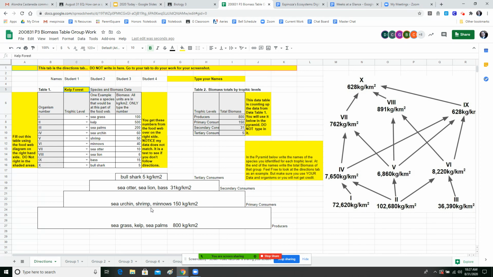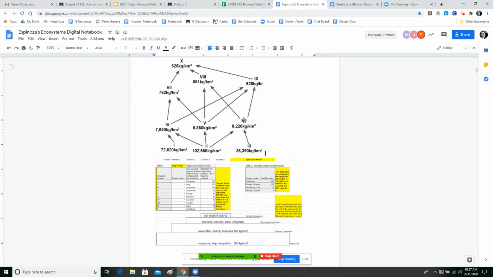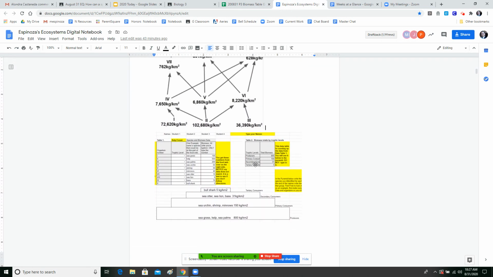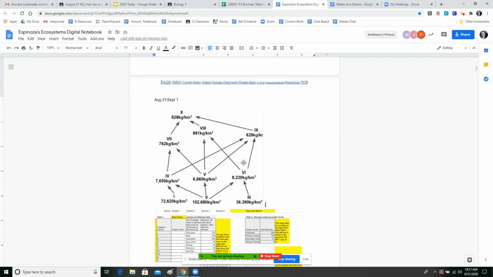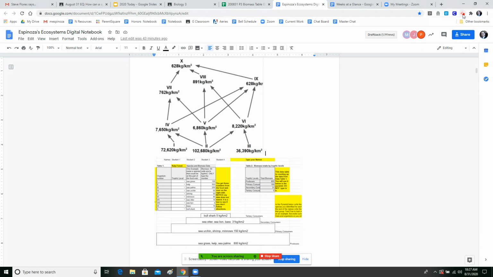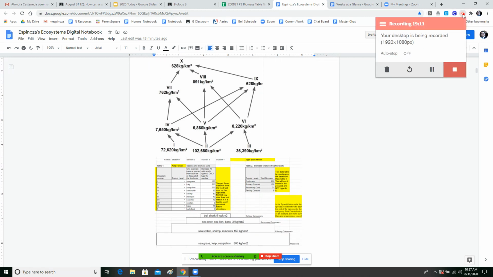So this is what you're going to do in your groups when I send you to the breakout room. When you're done, after you guys have filled out all of this table and filled out this pyramid, before you leave, you need to take your screenshots and put them in your notebook for today's work. And that will be it for today.